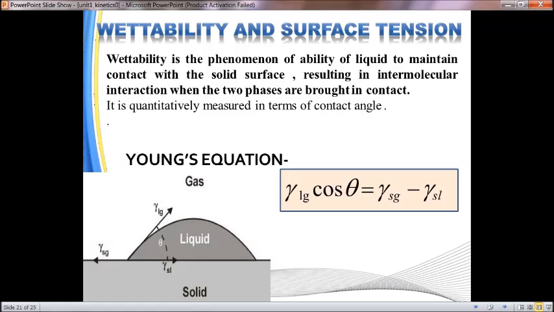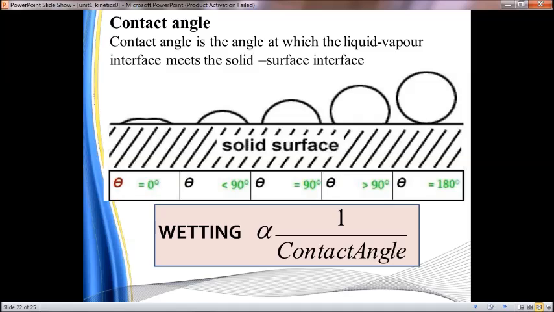Then the contact angle is the angle at which the liquid vapor interface meets the solid surface interface. It could be 0, less than 90 degrees, equal to 90 degrees, greater than 90 degrees, or 180 degrees. But in most cases, as this is in a circular manner, we take only 90 degrees. So wetting is inversely proportional to the contact angle. If the contact angle decreases, the wetting characteristics increase.